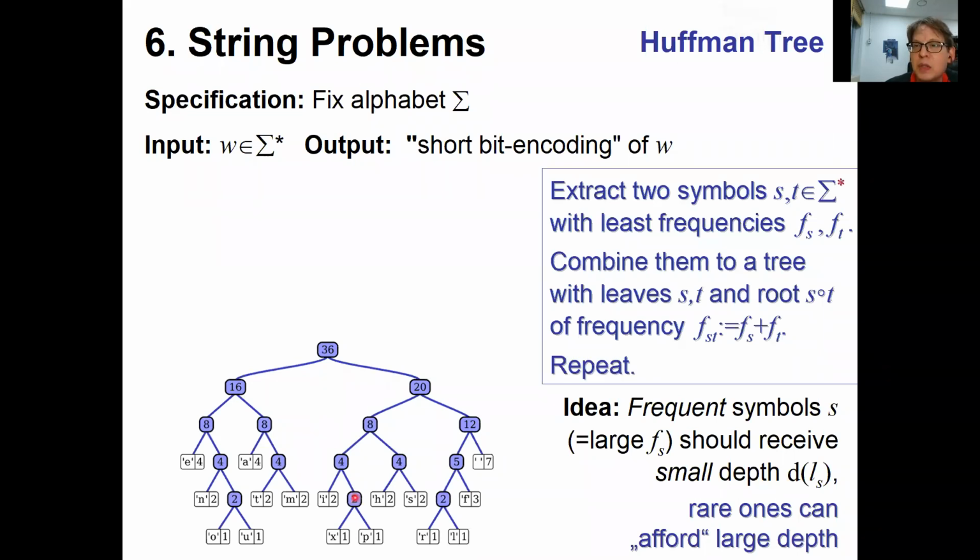Again, extract two symbols of least frequency, let's say R and L, both frequency 1, combine similarly into a small binary tree, remove R and L and introduce a new symbol RL with frequency 2. And same for O and U. And then all symbols of frequency 1 have been taken care of.